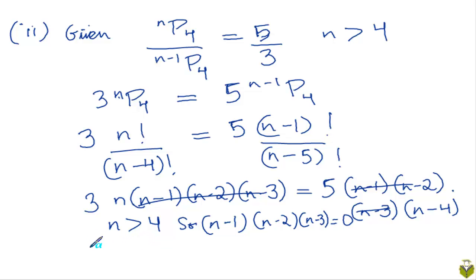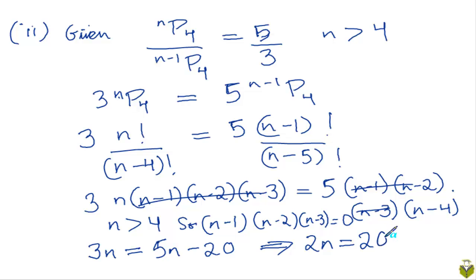So what are you left with? You are left with 3n equal to 5n minus 20, right? You just multiply 5 with (n minus 4). So if you solve this, it will be 2n is equal to 20, and this implies that n is equal to 10. We get the answer n equal to 10 for both the first part and the second part.